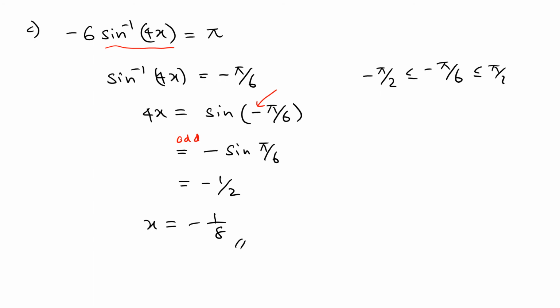So let's do the next one. As the next problem, we have, let's say, negative 1/2 cosine inverse 3x equals pi.